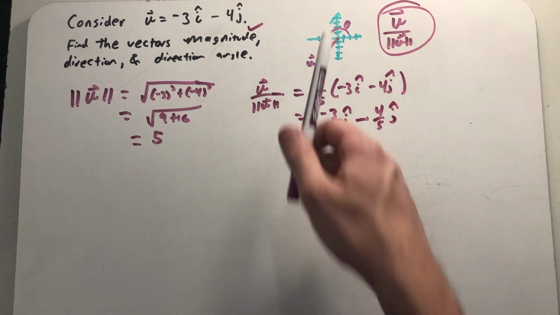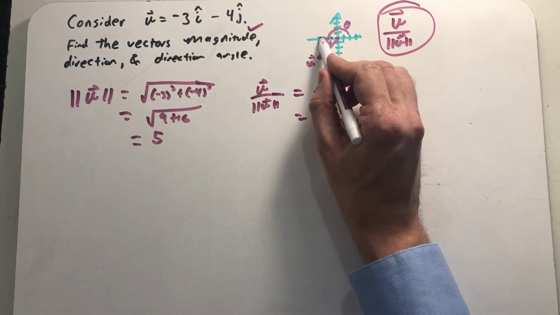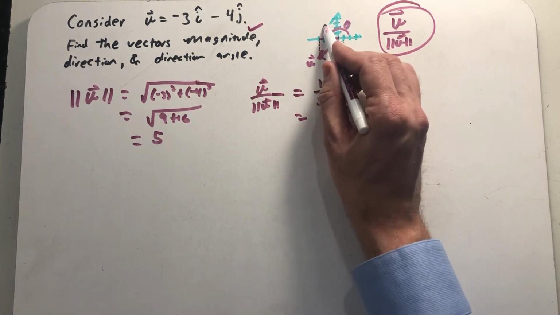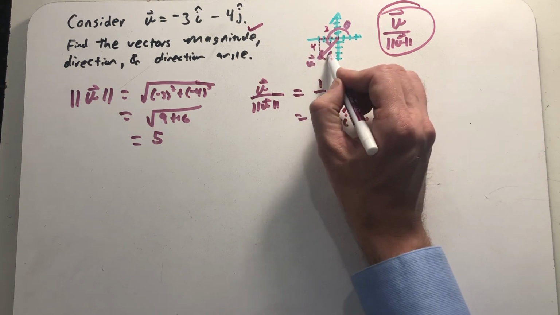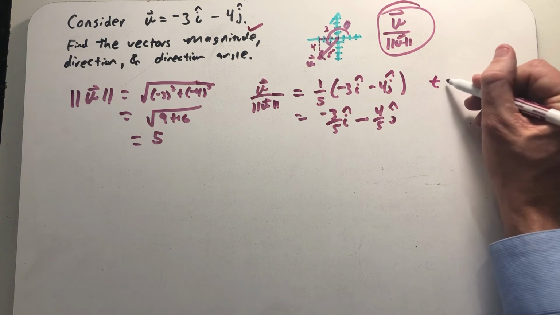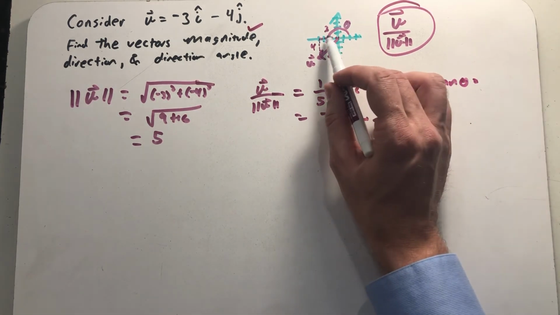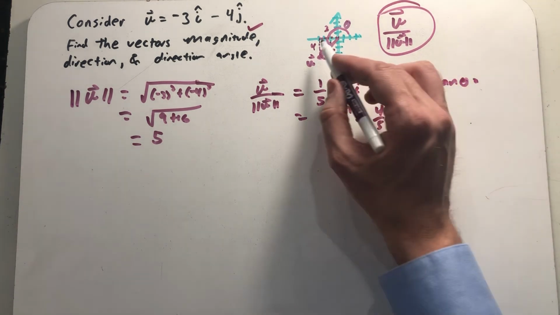And now I'm just asked to find this direction angle, which if I think about it, I see a little 3, 4, 5 right triangle here. And well, they're not all going to be 3, 4, 5 right triangles. And what I know for sure is the tangent of theta is this length over that length. 4 over 3.